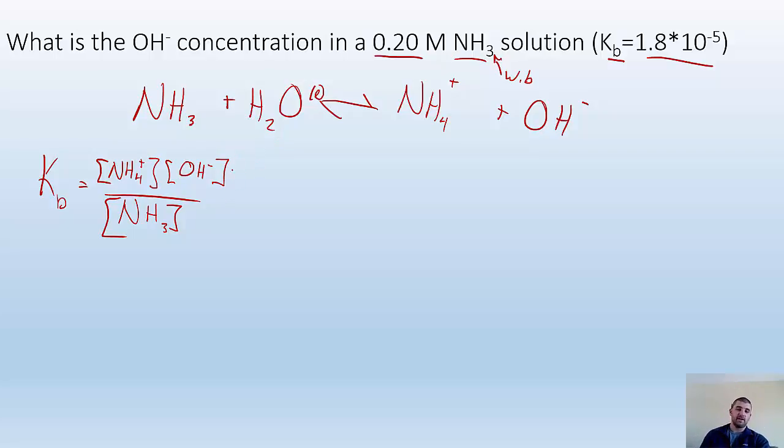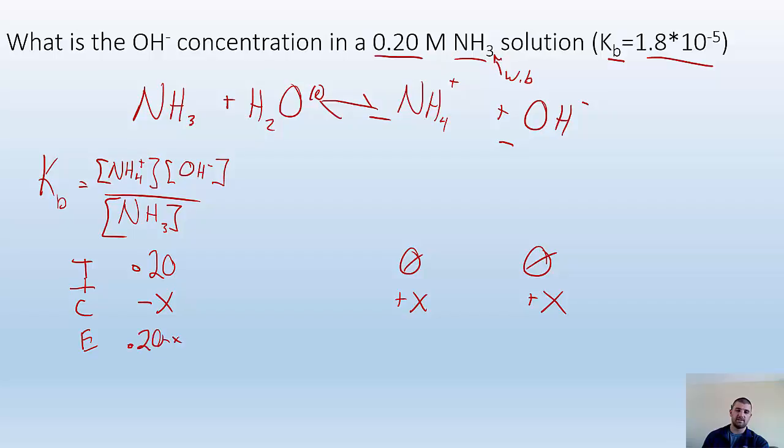So now I'm kind of doing an ICE box thing going here. I know NH3 I started with 0.2 molar, right? So 0.20. Water, we can ignore it, and we started with no ammonium and no hydroxide. How did it change? Well, I lost a certain amount of NH3 and I gained a certain amount of NH4 plus and OH minus. Notice all the coefficients are 1, so it's just X. There's no 2X or anything to worry about. So at equilibrium, I get 0.20 minus X for NH3, and I get X for NH4 plus and X for OH minus. Now I got to solve for X because that's what the problem's asking me to do.